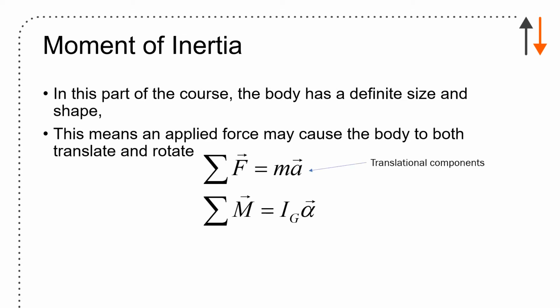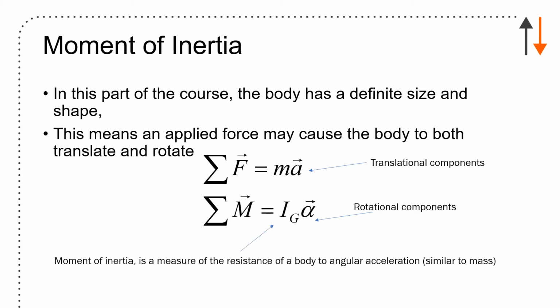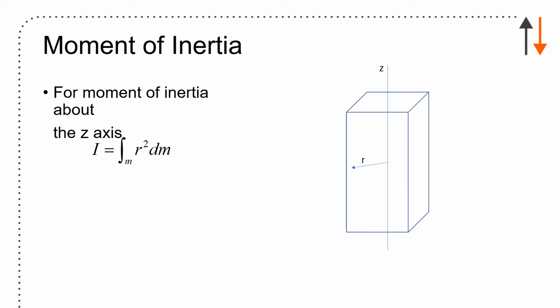You've got translational components of acceleration and rotational components of acceleration to deal with. Moment of inertia is a measure of the resistance of the body to angular acceleration. So similar in terms of ideas to what mass is, but it depends on where that rotation is trying to occur. So for a moment of inertia about the z-axis here, where we have a rectangular body that has a distance r about the z-axis, it's I equals the integral of r squared dm over the entire mass.